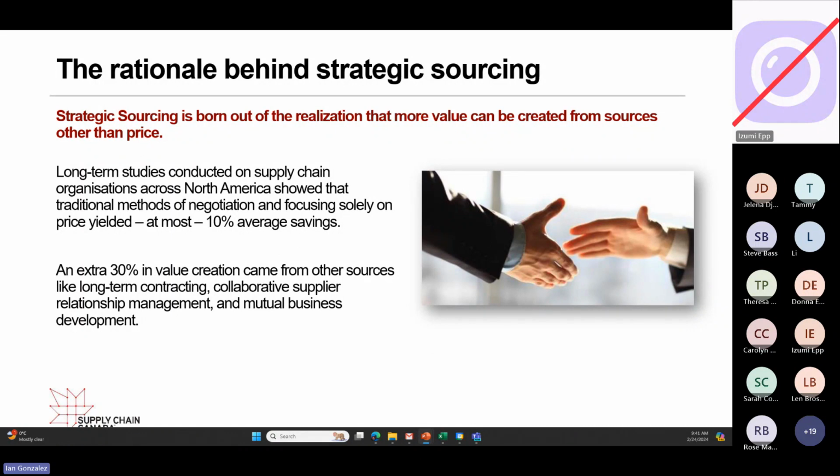But an extra 30% in value creation came from other sources like long-term contracting, collaborative supplier relationship management, and mutual business development. Think the Kraljic matrix, our segmentation and tiering. Those are the strategies, if you recall. Notice that 30%, it's not in cost reduction or savings. That's the old way of thinking. It's actually a term called value creation, which is more than just saving. Real value truly affects the bottom line, but it's more than just savings.